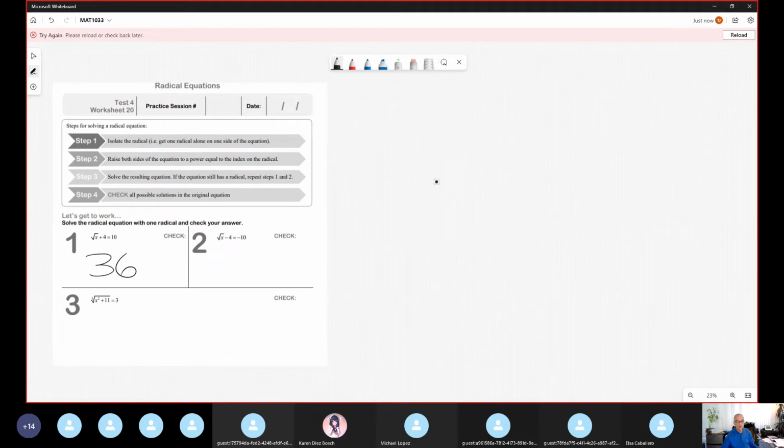Number two is square root of x minus 4 equals minus 10. This brings me a new complication. Okay, remember step one, isolate the radical. So I move minus 4 to the right-hand side like a positive. Minus 10 plus 4. You combine, it's minus 6.